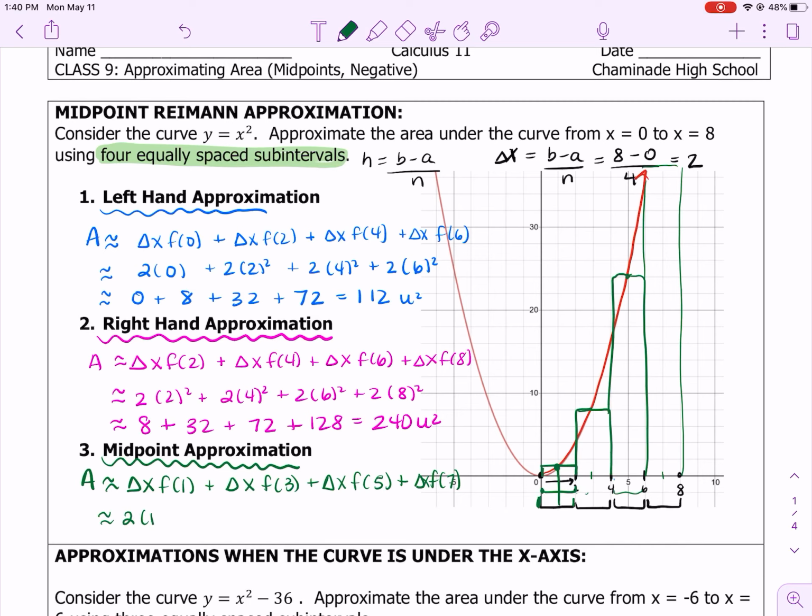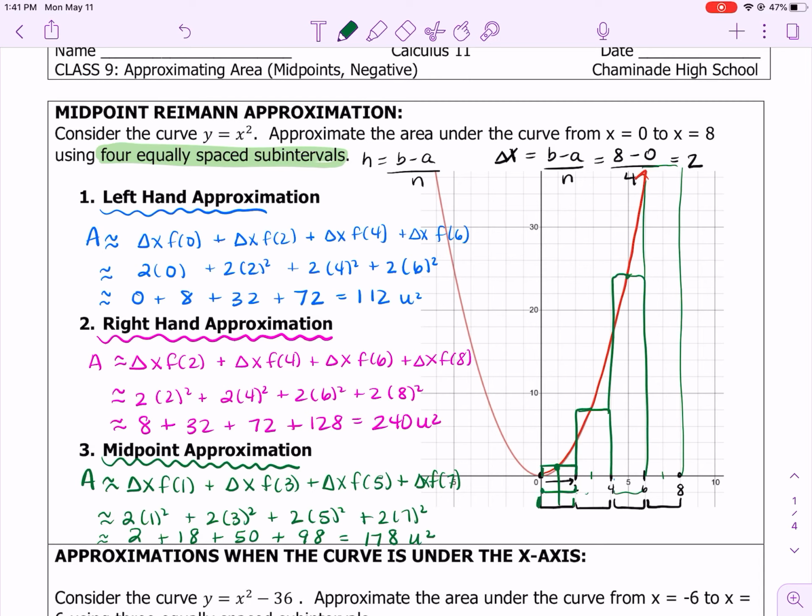So we have 2 times 1 squared plus 2 times 3 squared plus 2 times 5 squared and plus 2 times 7 squared. Just evaluating and combining, we have 2 plus 18 plus 50, and we're going to add to that 49 times 2, and that is 98. So combining all the way through, this approximation here will be 2, 80, 178 square units.